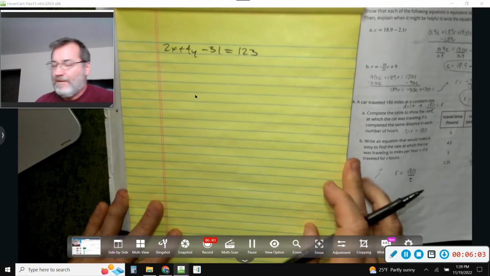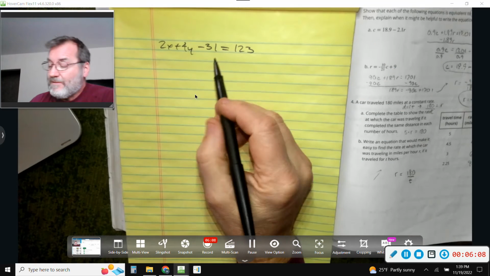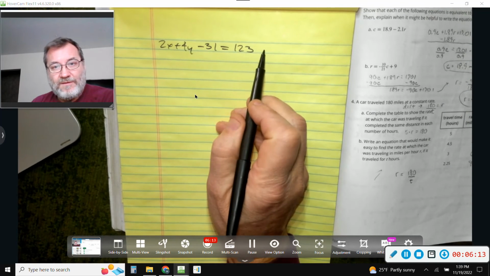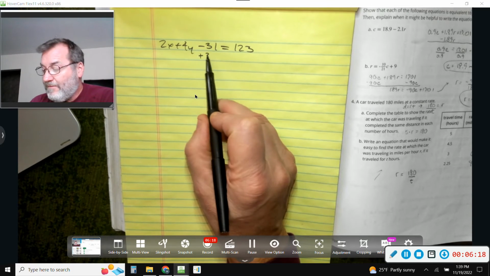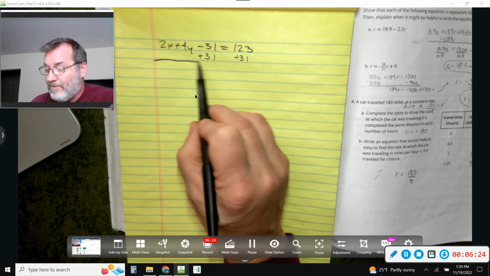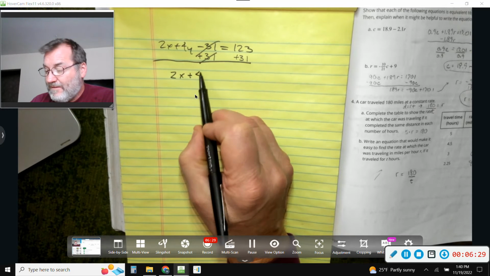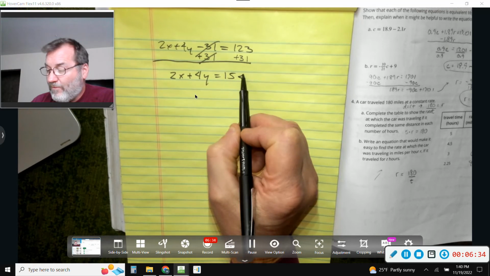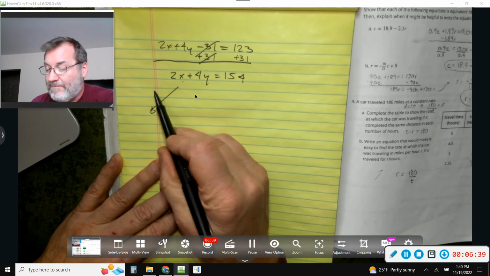Okay. So let's go through this. How are we going to solve this? Well, first we have to solve for x, and then we're going to solve for y. So I'm going to make my life a lot easier and get all the variables on one side and then all the numbers over on the right side. So that means I got to move that minus 31. How do you move it? Well, you do the exact opposite of what it's doing. So it's subtract 31, I add 31 to both sides. Cancels over here. So the only thing I have left is 2x plus 4y, and that equals 154.